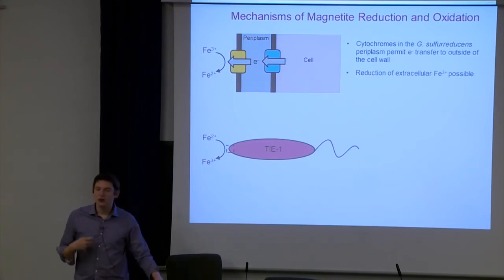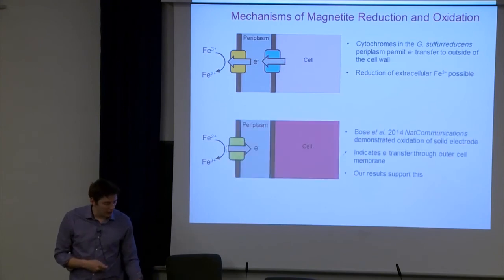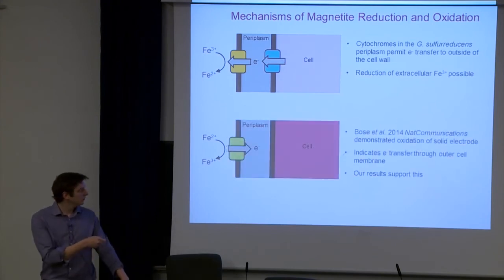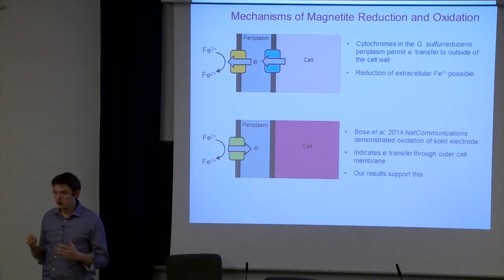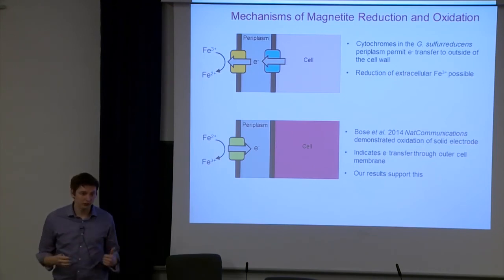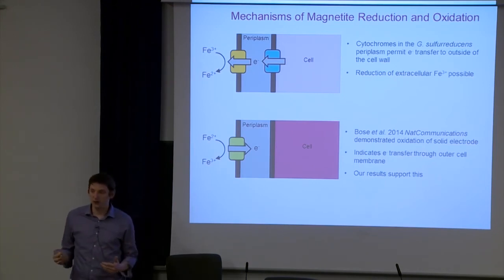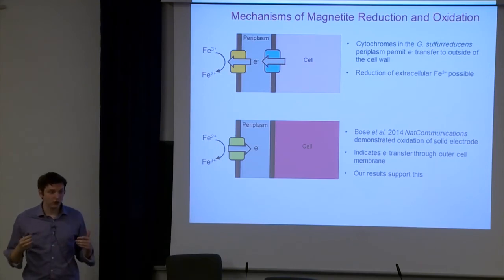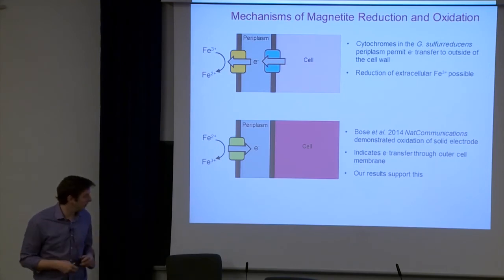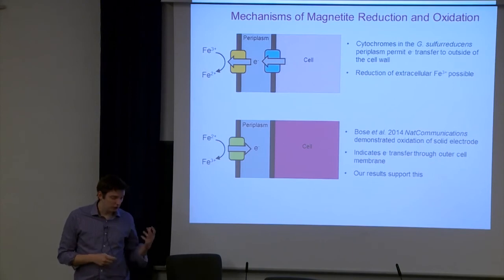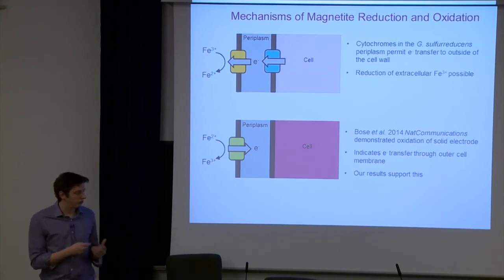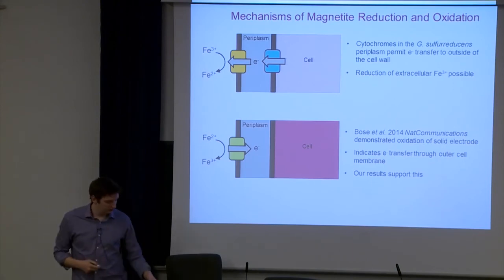With Taiwan, it was a little bit unclear, although a recent paper that came out just this year has demonstrated that the Taiwan is able to oxidize solid electrodes. So that would support the idea that we could oxidize a solid surface such as magnetite. And so that's very useful, and they have some sort of cytochromes or analogs to cytochromes that permit this.